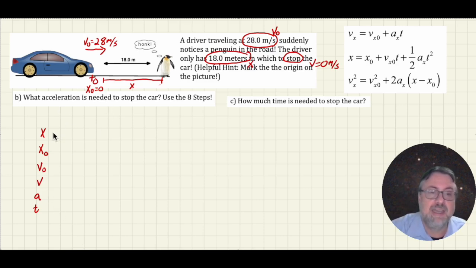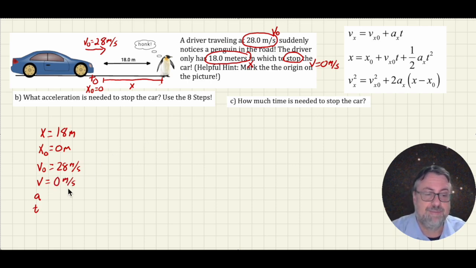So my initial position is 0 meters, so that's fine. My final position should be this 18 meters. My initial velocity is 28 meters per second. My final velocity, because I'm stopping, should be 0 meters per second. And I do not know the acceleration, and I do not know the time.